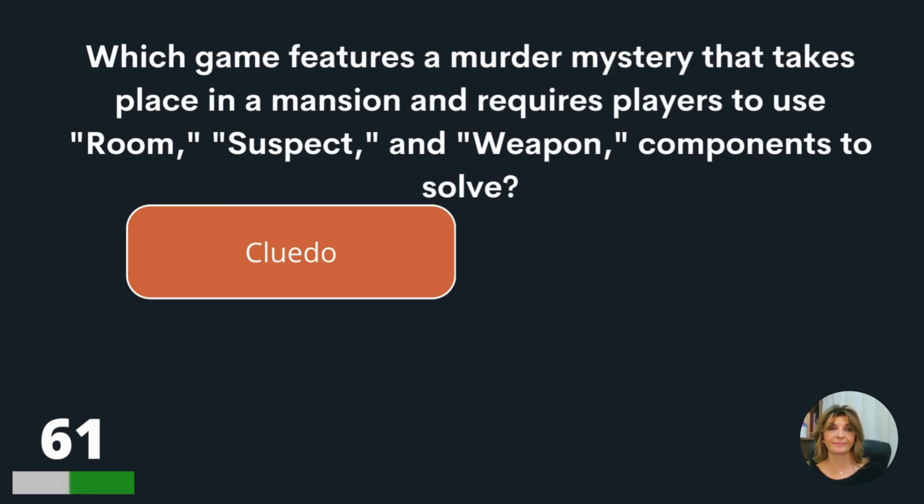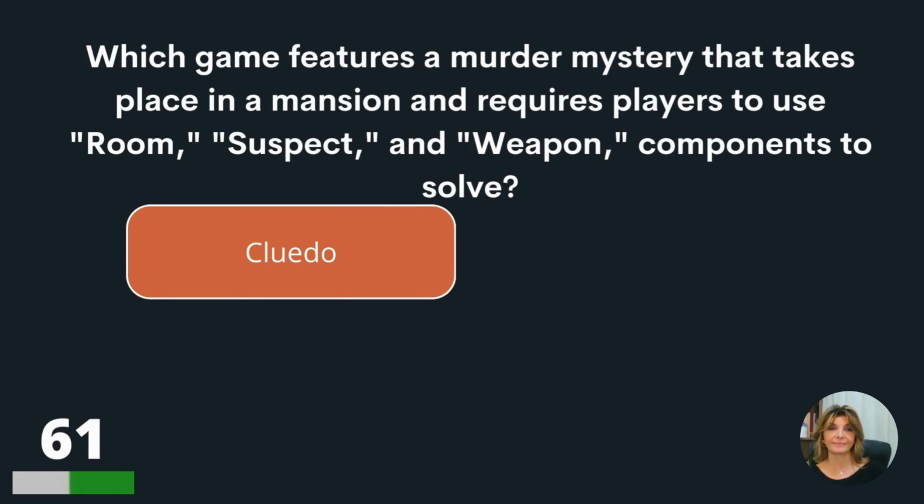There we go. Question 62. In cricket, which of these is a fielding position? Backslide, shortstop, or silly mid-on? Silly mid-on.